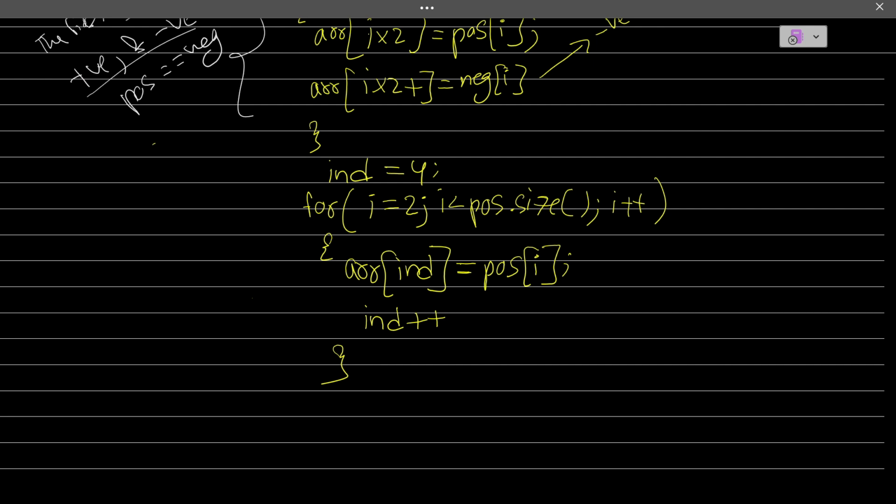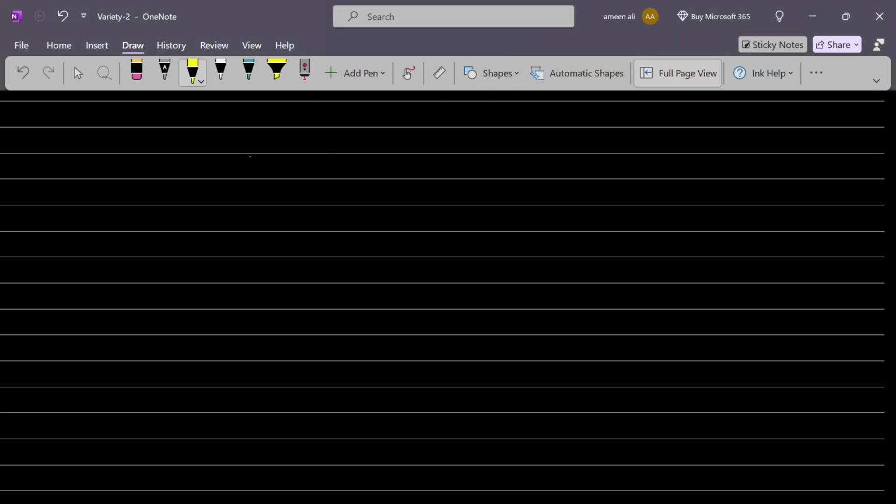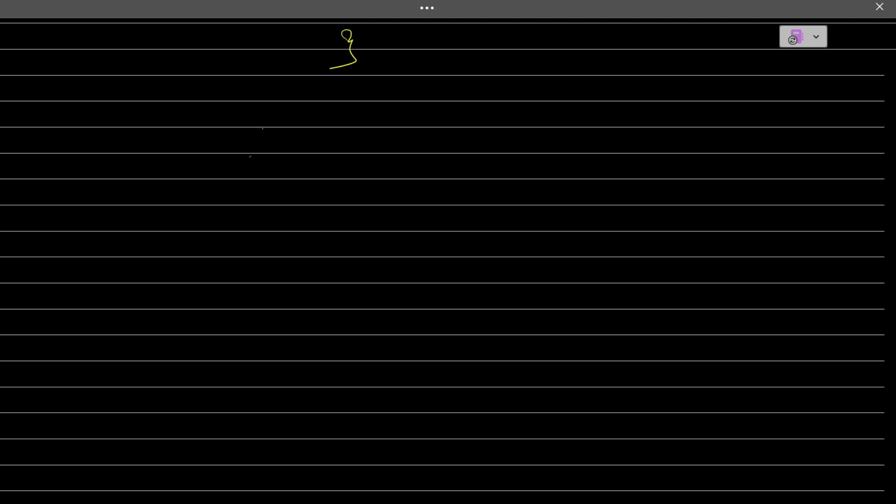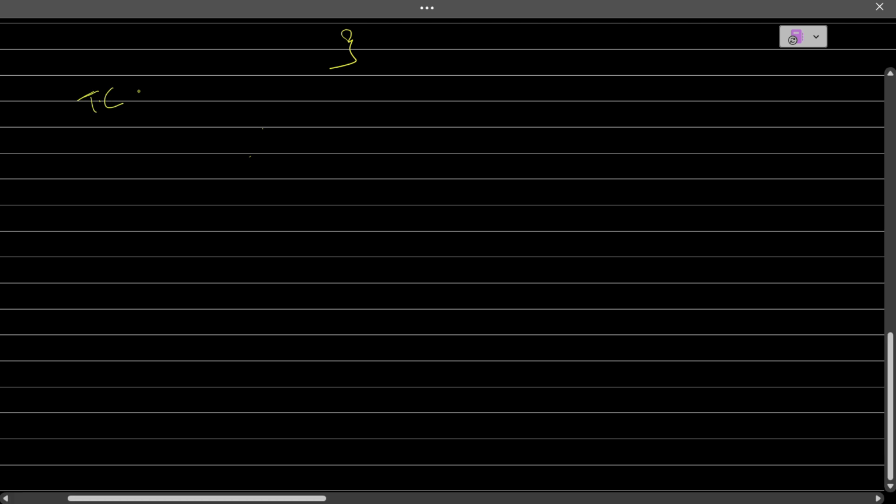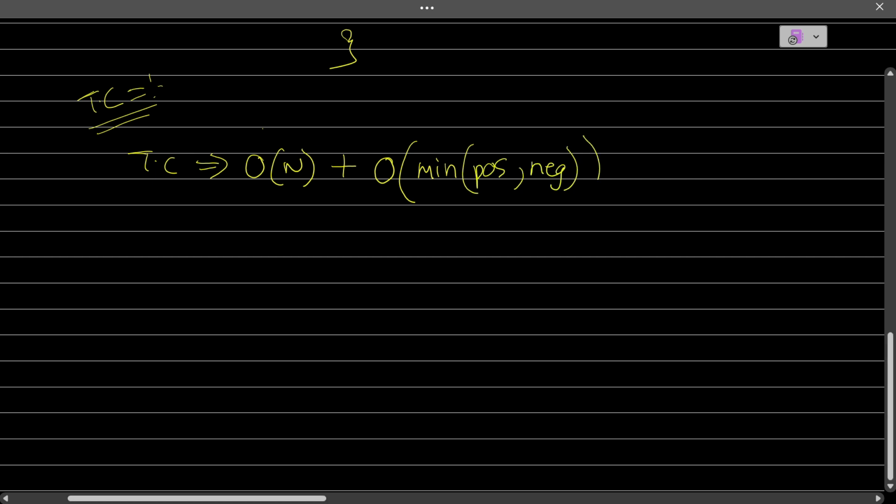So let us try to analyze the time complexity for this. Here the time complexity will be like big O of n plus big O of min of positives and negatives plus big O of leftover elements. Say big O of leftover elements, right?